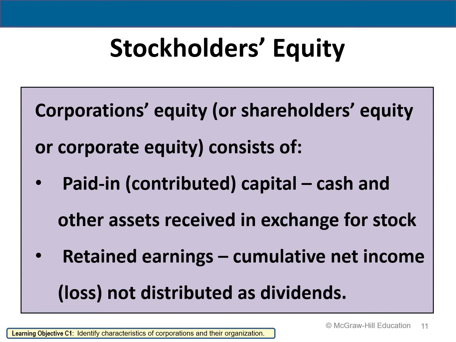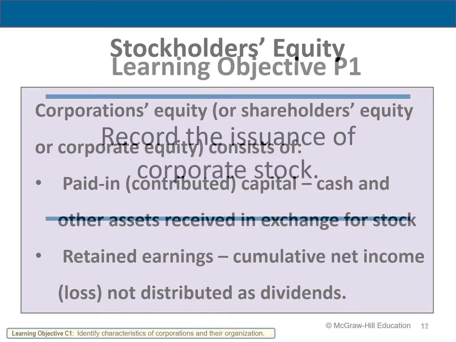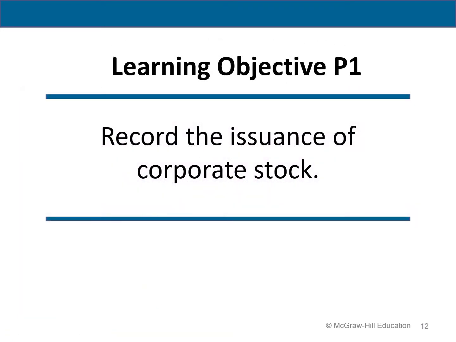A corporation's equity is also known as shareholders' equity or corporate equity, and it consists of paid-in capital, which is the cash and other assets that the organization receives in exchange for stock. And then retained earnings, we've talked about this before, is the accumulation of the net income or net loss of the organization over its entire life, net of any dividends that have been distributed. Okay. So recording the issuance of corporate stock.